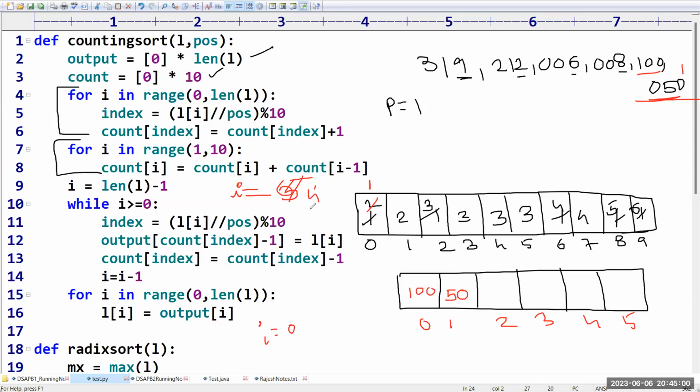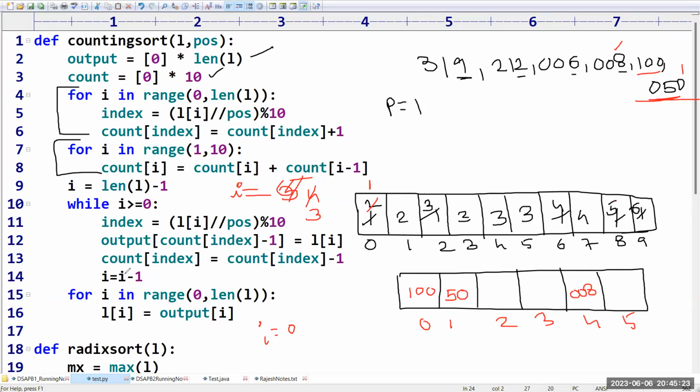Then i minus 1, it will become 3. Take the next element, the third element. So the index is nothing but 8. Position is nothing but the index value, which is 8. Count of 8, what is the count of 8 value? 5. Okay, so 5 minus 1, that is the fourth position, we are going to place that element, which is nothing but 008.